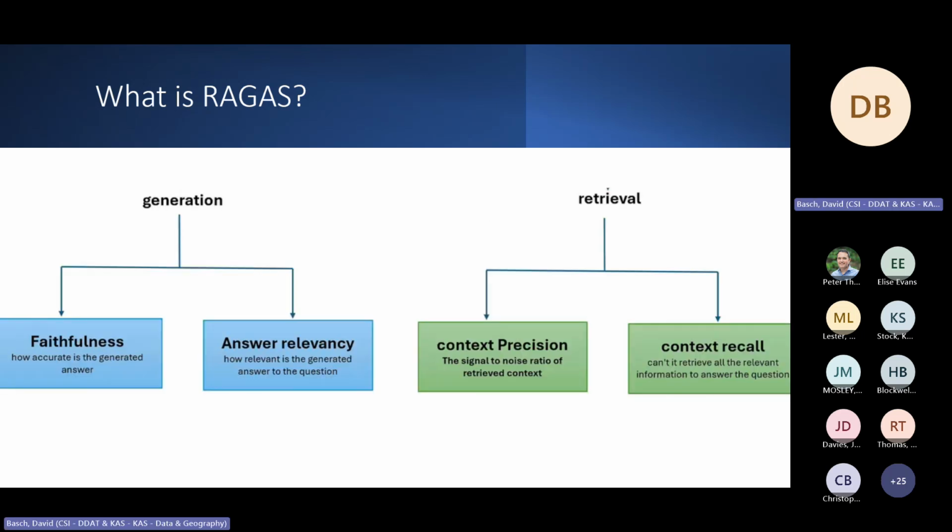So some examples of the metrics then. On the generation side, we have faithfulness, which assesses how factually consistent the answer is with the retrieved context. Answer relevancy measures how closely the answer aligns with the user's query. And on the retrieval side, we have context precision, which is the proportion of retrieved chunks that are actually relevant to our query, and context recall, which evaluates how many relevant documents were successfully retrieved out of all the possible relevant ones.